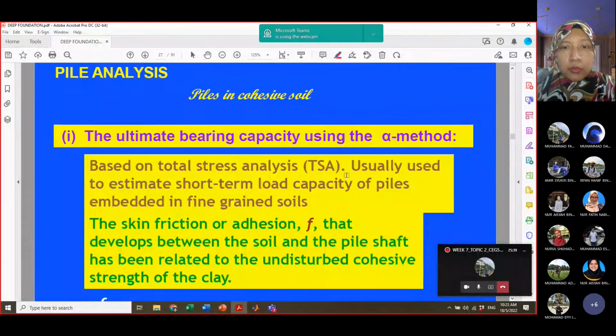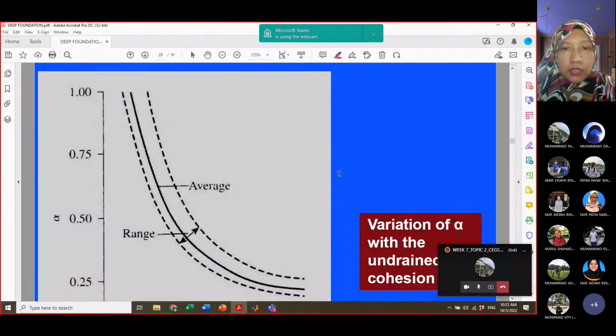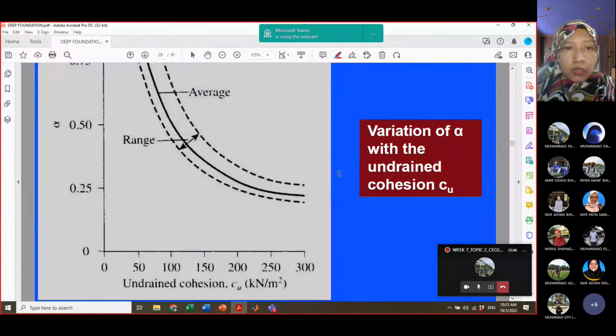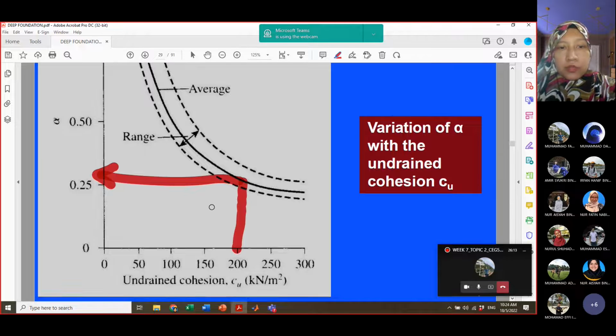Okay, yang alpha method ni pun sama yang macam tadi tu. Yang ni lebih besar sikit lah. Okay, yang ni dia nak tunjuk macam mana kalau kata kita nak dapatkan nilai alpha by having a relationship where you are given the average undrained shear strength. So contohnya kalau you ada 200 kPa is your average shear strength, average CU, and then the alpha can be found from here. Maknanya dalam this value lah for the alpha 0.26 for example.